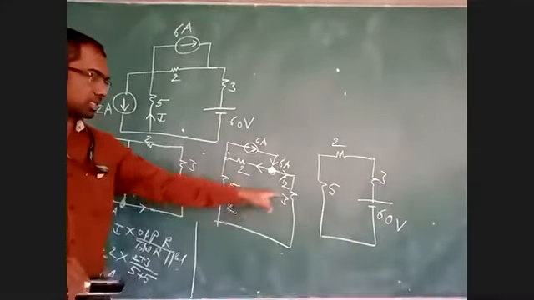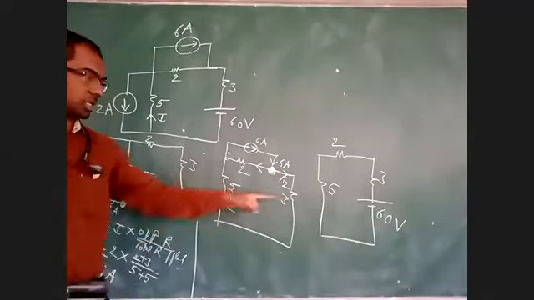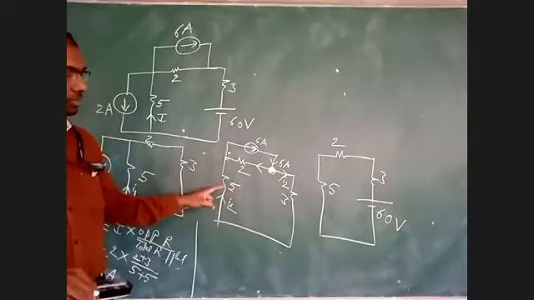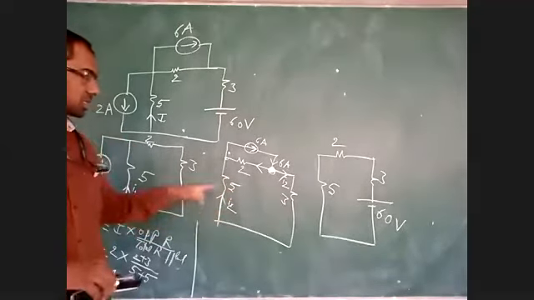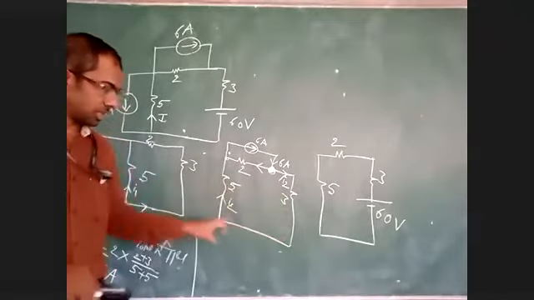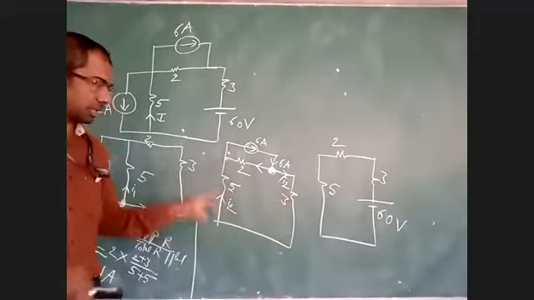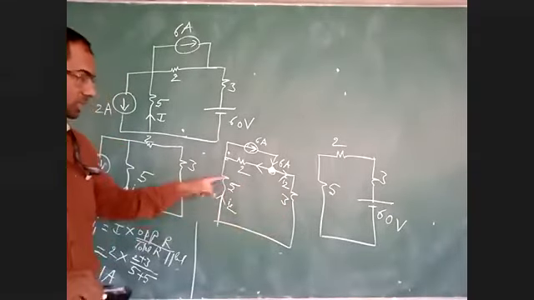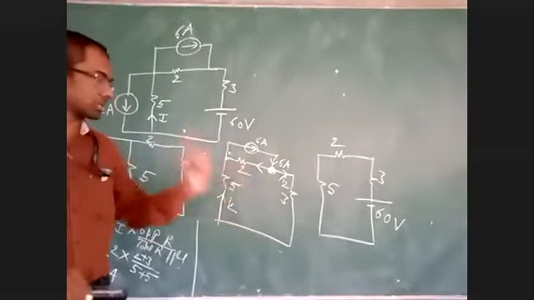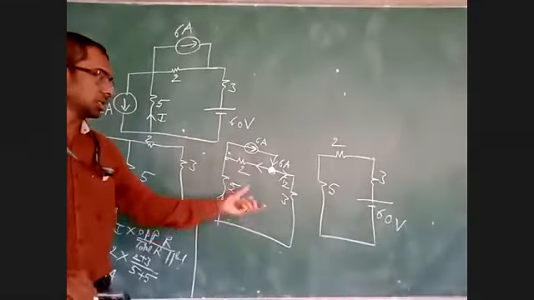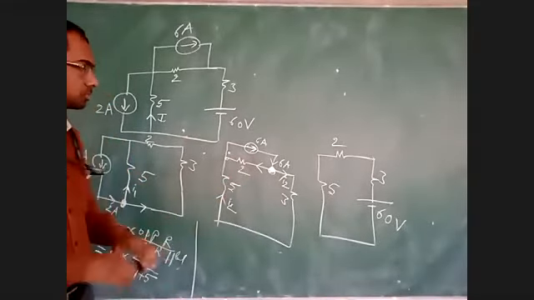In series, the current will be the same. Whatever current is flowing in 3 ohms, the same current will flow in 5 ohms, because 3 and 5 are in series. There is no node point in between 3 and 5, so there is no division of the current. The same current is flowing in 3 and 5. 3 and 5 can be treated as one branch, that is 5 plus 3, 8. This 8 ohms is in parallel with 2. Okay.